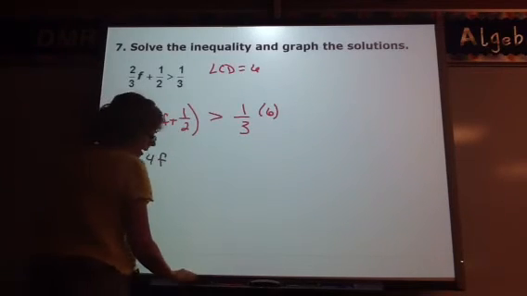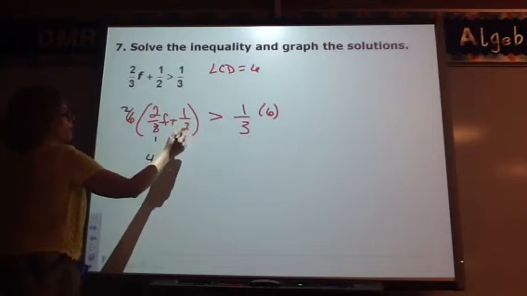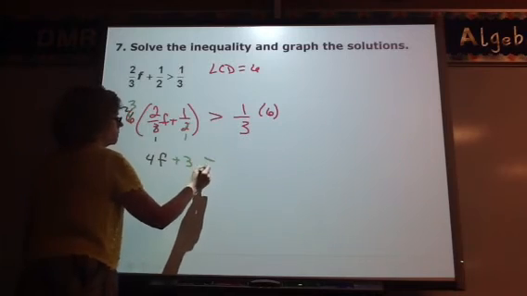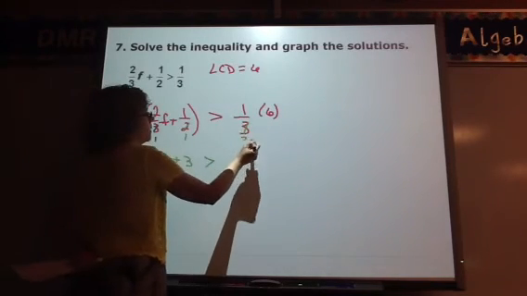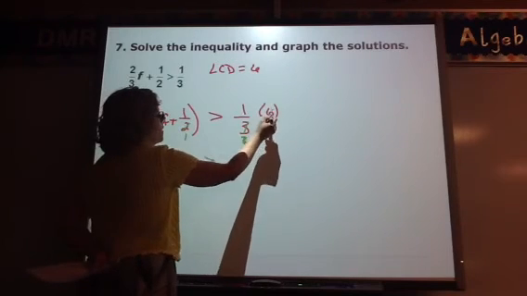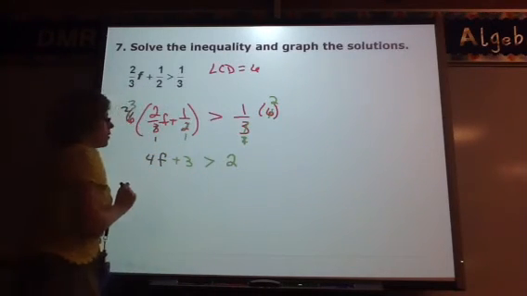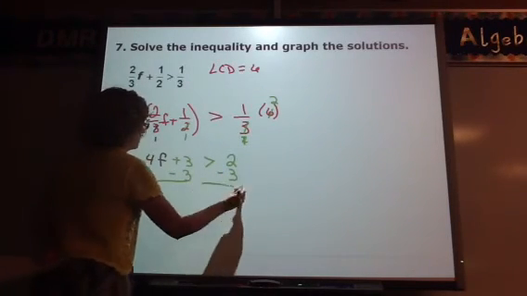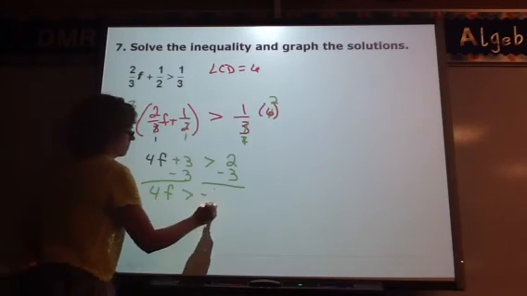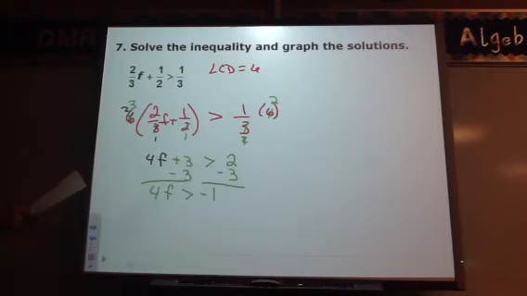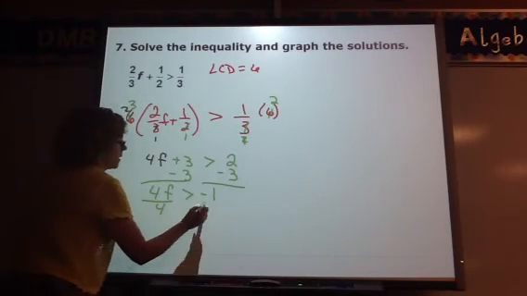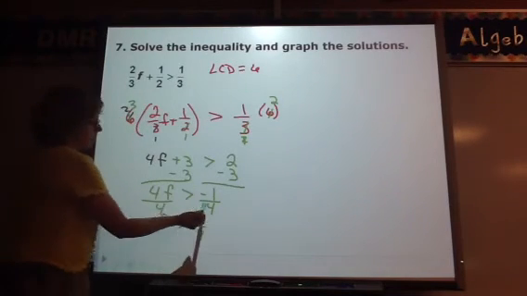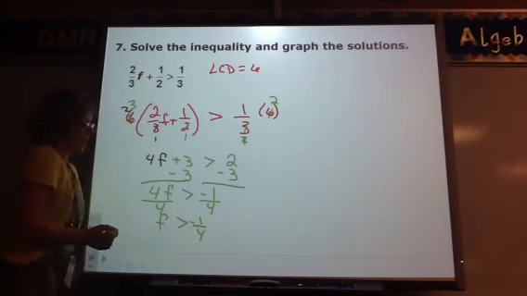What is 6 times 1/2? Divide by 2, get 1, divide by 2, get 3. 3 times 1 is 3. 6 times 1/3. Whoops, divide by 3 and get 1, divide by 3 and get 2. And now you've got a two-step inequality. Inverse of addition is subtraction. Inverse of multiplication is division. I did not flip or switch my inequality symbol because I'm dividing by a positive number.